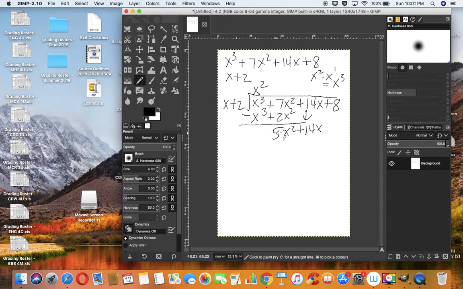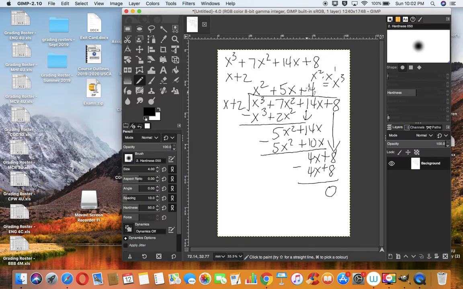We get 0, and here we get 5x squared, and we bring down the 14x. How many times does x go into 5x squared? 5x times. 5x times x is 5x squared. 5x times 2 is 10x. And then we subtract, and we get 4x plus 8. We bring down the 8. x goes into 4x 4 times. 4 times x is 4x. And 4 times 2 is positive 8. And then we subtract, and we get 0.